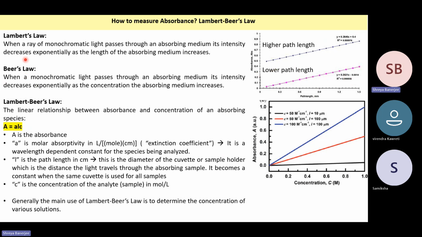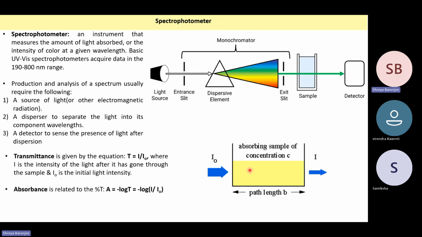And there is something called Beer's law, which says that when a monochromatic light passes through an absorbing medium, its intensity decreases exponentially as the concentration of the absorbing medium increases. This also makes sense because when the concentration increases, you have more molecules which are absorbing. So if you are passing light through a highly concentrated solution, the intensity of the transmitted light will be lower because more molecules are absorbing.